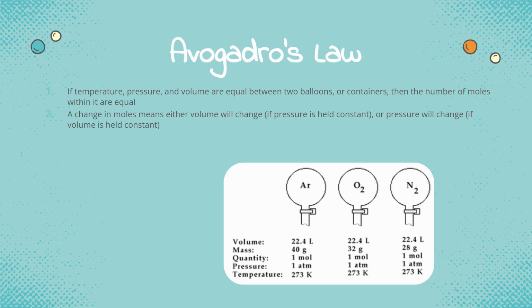The last law is Avogadro's law, and this law says that if temperature, pressure, and volume are equal between two balloons or containers, then the number of moles within it are equal, which also entails that a change in moles means either volume will change if pressure is constant, or pressure will change if volume is held constant.